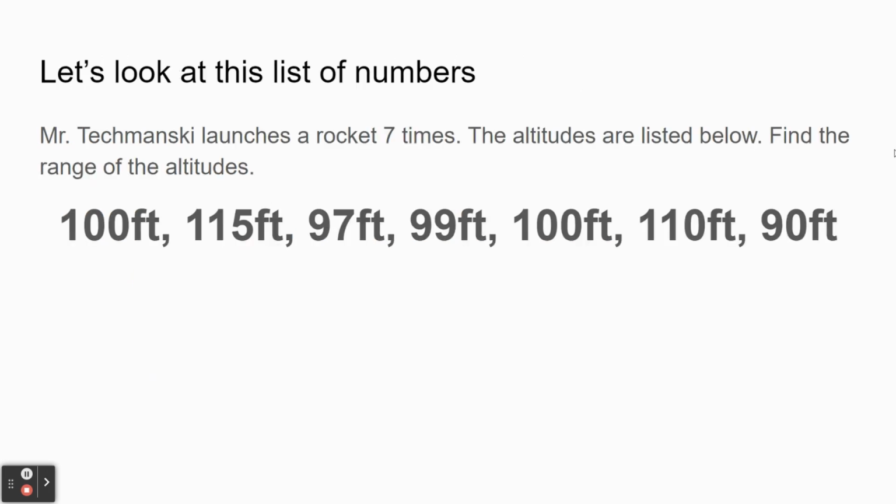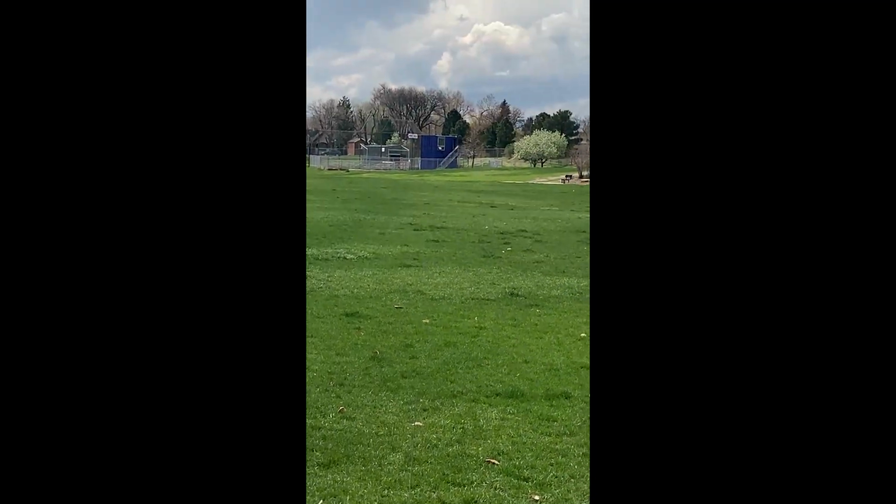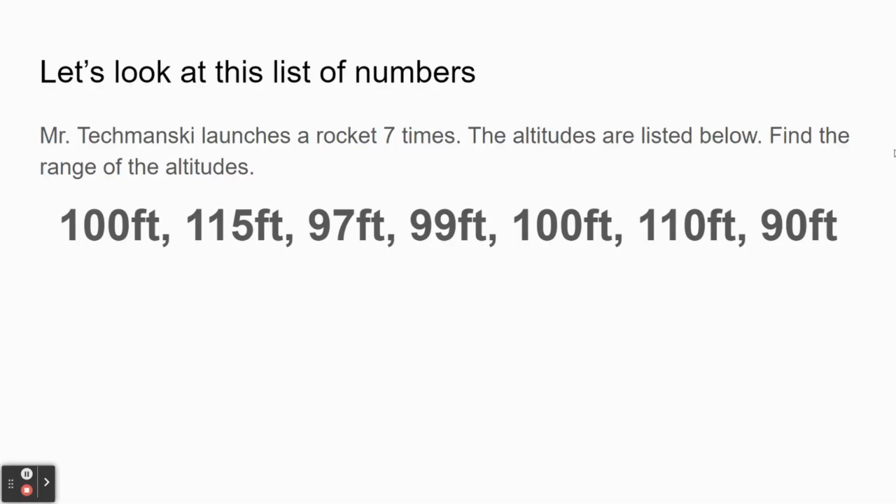So first thing we need to do, if we have some sort of problem with a set of numbers, we need to organize them. So in this problem, we've got Mr. Tekmansky who launches a rocket 7 times. The 7 altitudes are listed there. We need to find the range of the altitudes. Before we can do that, it's going to help if we put them in order.